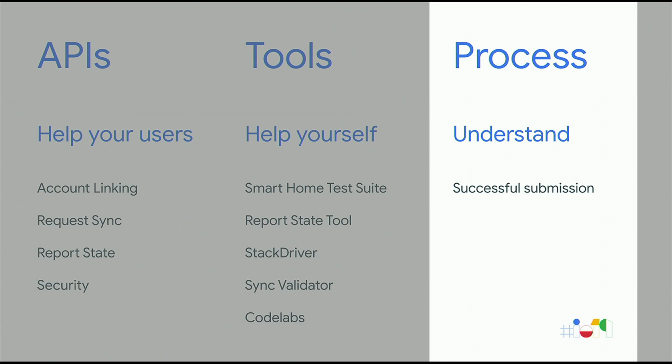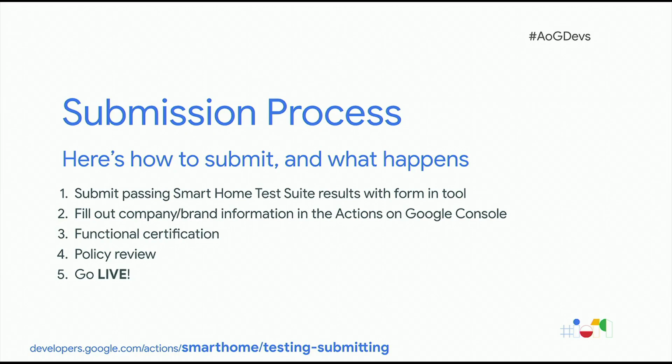All right. And now we're on to the last section, which is understanding the process that we use once you're ready to submit your action and publish it. So let's talk about the submission process a little bit and clear up what happens so that you understand what's going on when you click that submit button. And we're also making some improvements to make this easier and smoother for you throughout the process. And so here's how to submit and what happens.